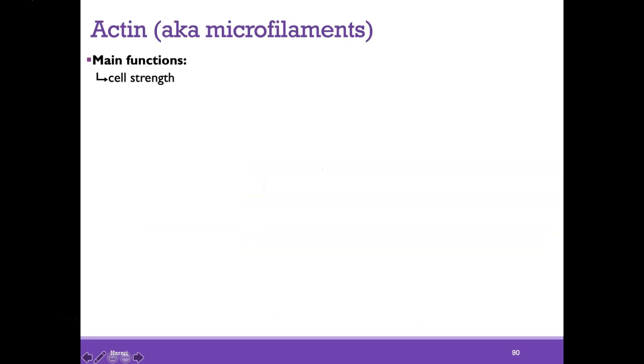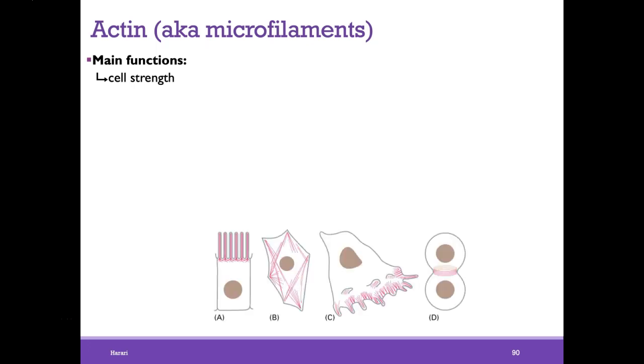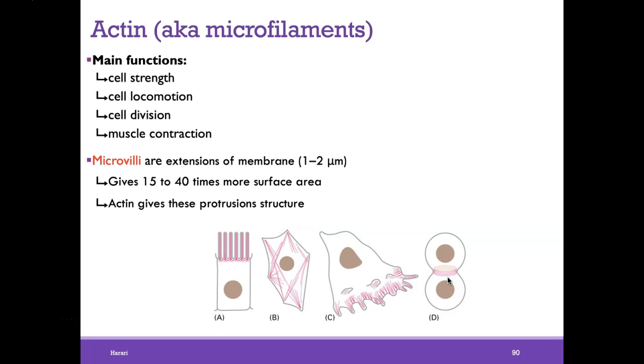The next category of cytoskeletal proteins are microfilaments made of actin. Actin is really important for cell strength, but also for cell movement. So for cell locomotion, it's very important. Actin is also important in cell division. I'll talk about that later on. And we'll talk about muscle contraction in a lot more detail, because actin is very heavily involved in muscle contraction.